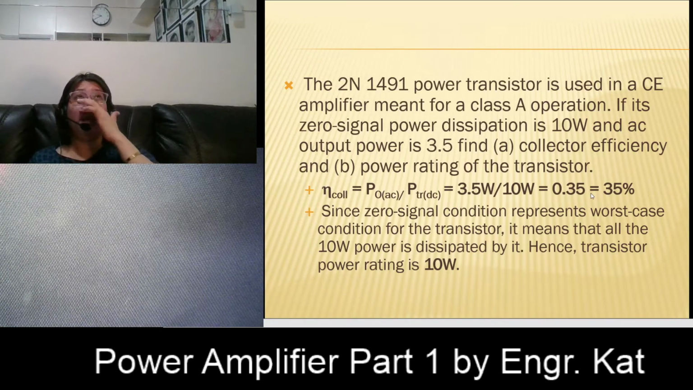So you might be wondering, is this acceptable? Yes, because the ideal or the maximum value for the collector efficiency is 50%. So therefore, the collector efficiency of 35% is acceptable or a possible answer. What is not acceptable is if this is greater than 50%. Okay, since the zero signal condition represents the worst case condition for the transistor, it means that all the 10 watts of power is dissipated by it because no AC power was converted.